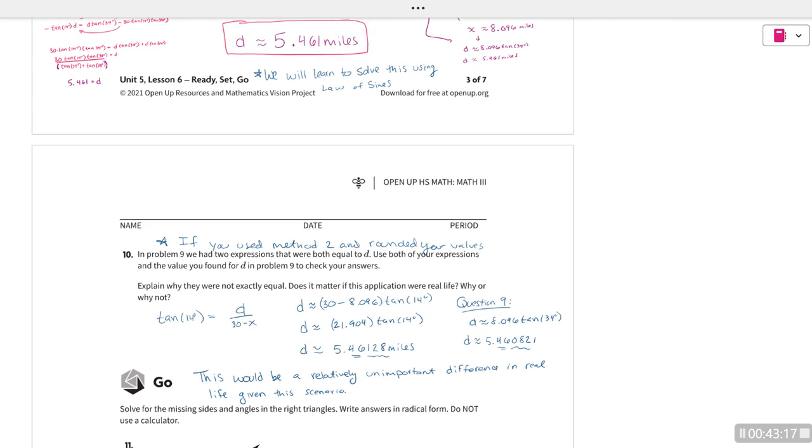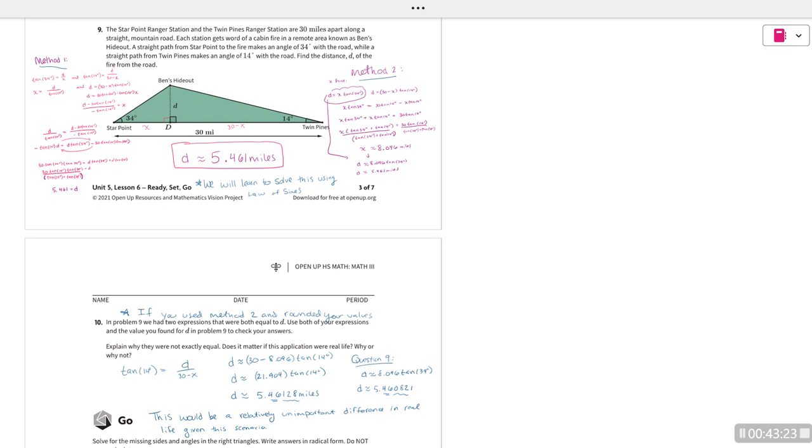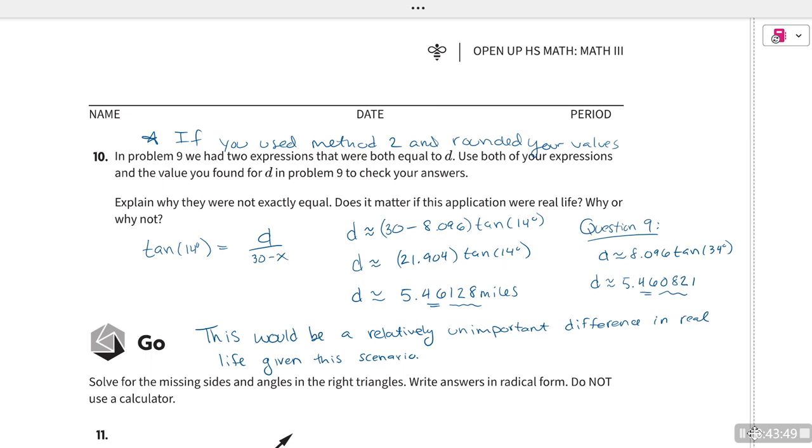We're going to assume no matter how this person is traveling to these 2 stations, that this is a relatively minor difference when we're talking about 5.461 miles versus 5.460 miles. So a relatively small difference. However, if I had rounded to, let's say, 1 decimal place, that difference becomes bigger. If I had rounded to whole numbers, that difference becomes way bigger. So it really depends on how much you round.